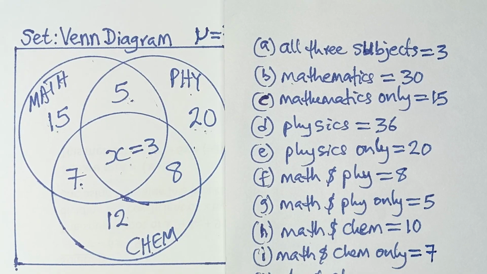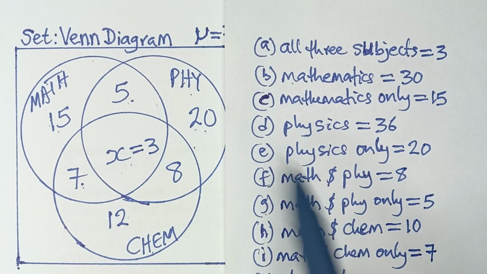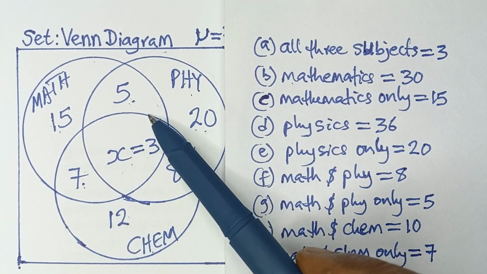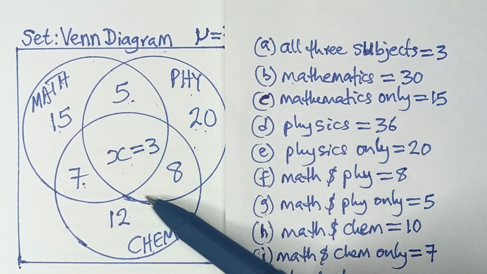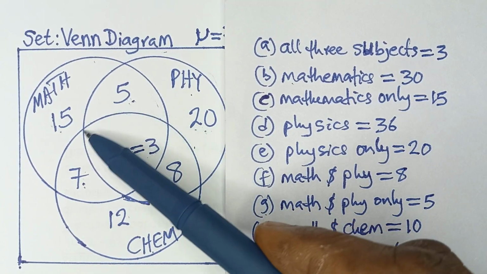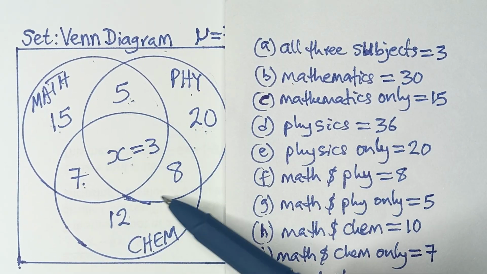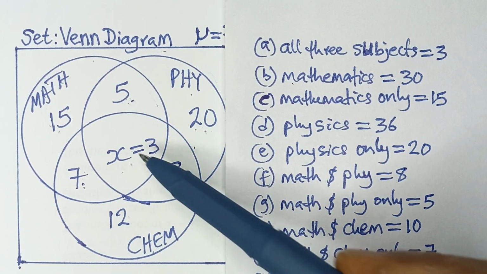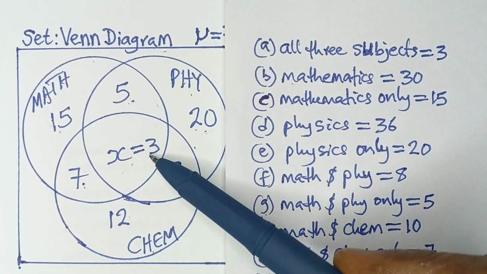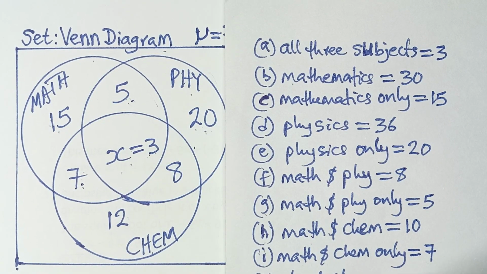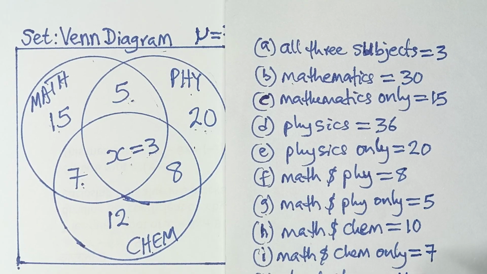The next question says physics and chemistry. So we'll be looking at the circle for physics and the circle for chemistry. And this is where they intersect. This is the portion where they intersect, physics and chemistry. So this portion gives us the 8 and the 3. So 8 plus 3 is 11. So physics and chemistry is equal to 11 students.